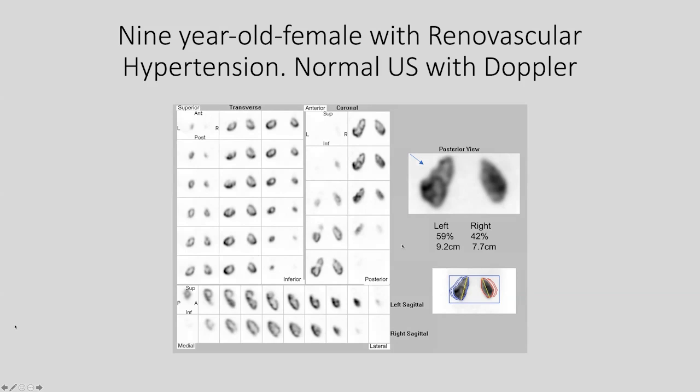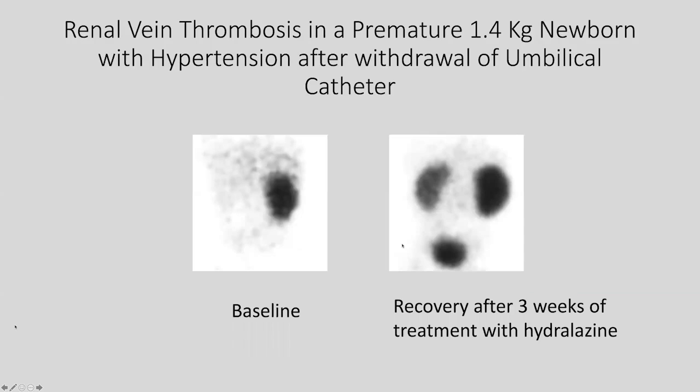The patient here is a premature 1.5 kilogram newborn who developed hypertension after the withdrawal of an umbilical catheter. On the baseline DMSA, you can see no evidence of uptake in the left kidney. And after treatment with hydralazine, you can see there's recovery of function on that side, and this patient's hypertension became less so.